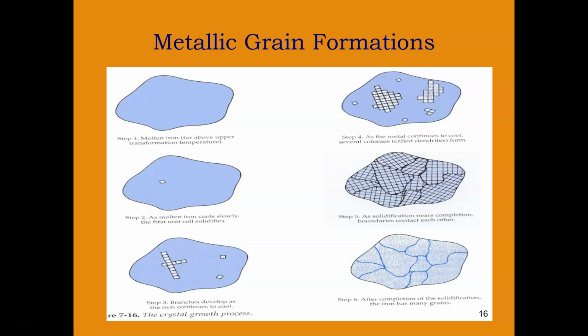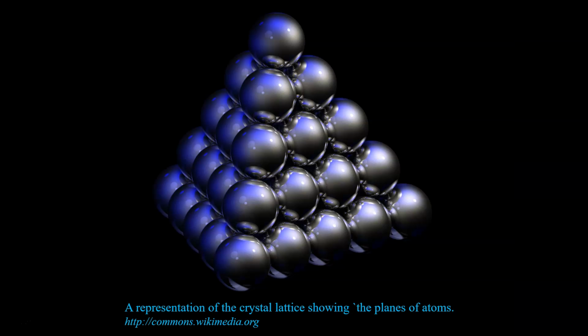As solidification nears completion, boundaries contact each other. And then when it's completely cooled, the iron has many grains. And here's a crystal lattice with planes of atoms. We're going to talk about lattices here in a second.